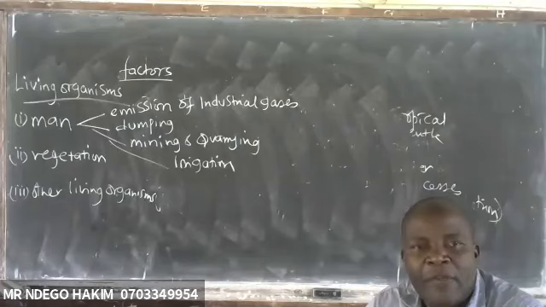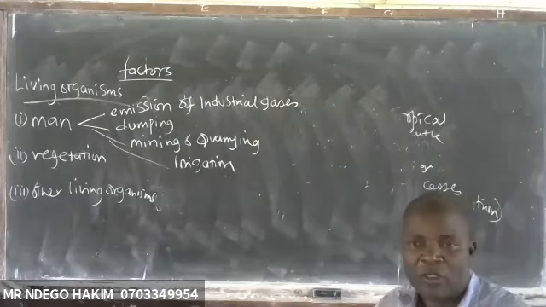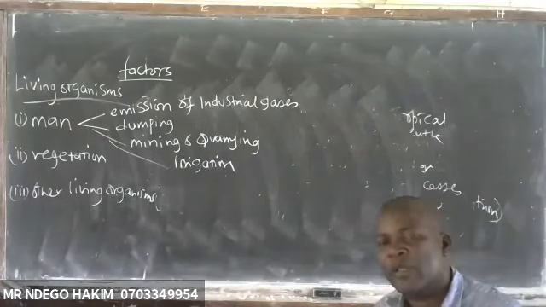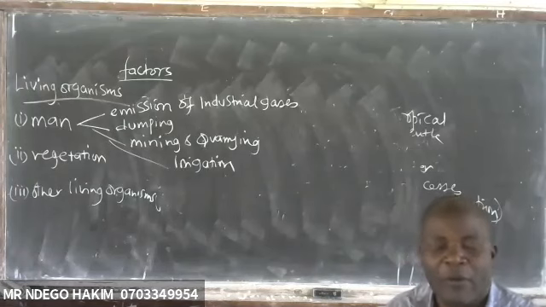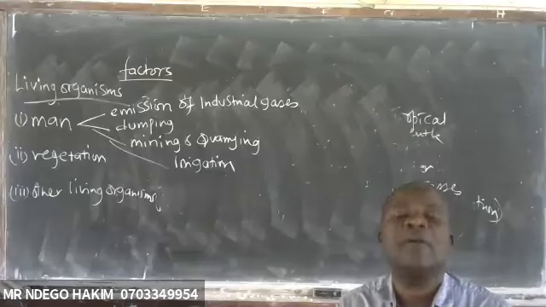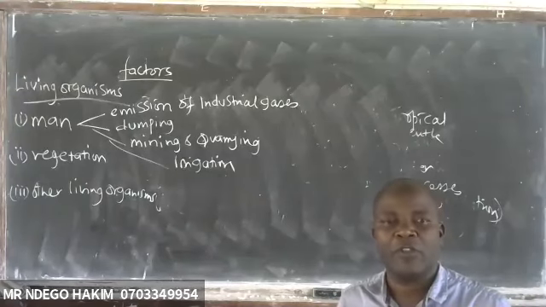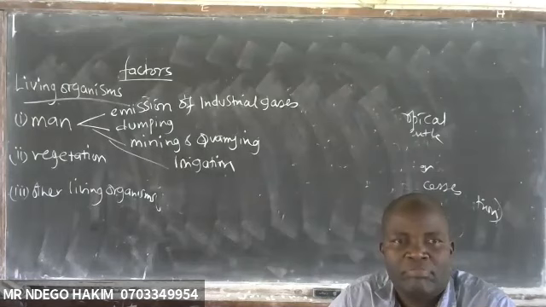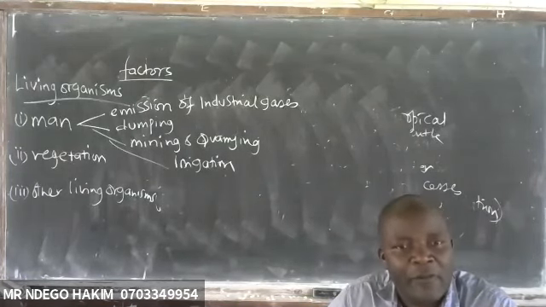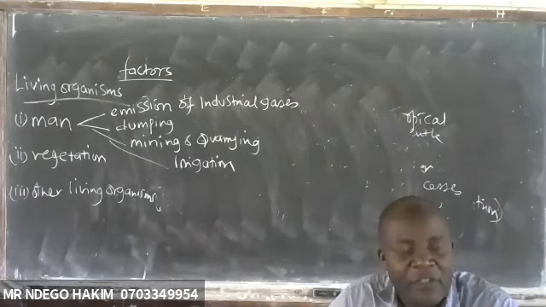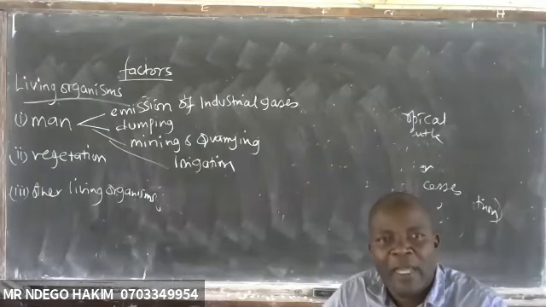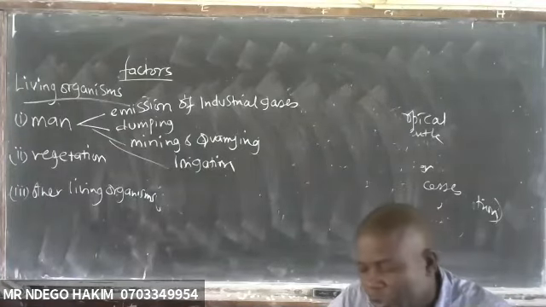Then man can also add water to the soil through irrigation. In the process of carrying out irrigation, he is adding water to the rock, and that water dissolves minerals, accelerating the chemical processes of solution, carbonation, and hydration. So man plays a big role in contributing to the occurrence of chemical weathering in these tropical humid areas. You have seen the activities: emission of gases, dumping, mining, quarrying, and irrigation.